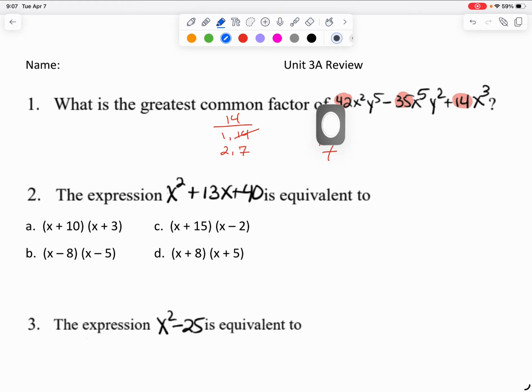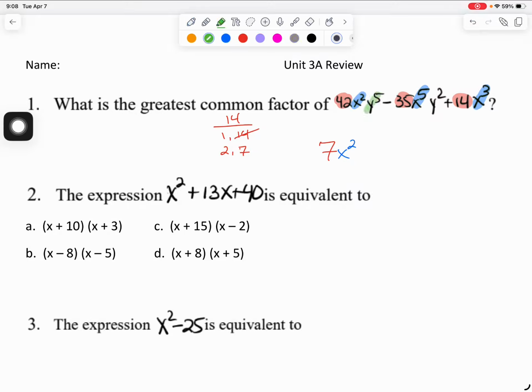Then we will go to the variables. We have an x squared. We have an x to the fifth, and do we have an x over here? We do. We have an x cubed. So they all share the variable x. What's the smallest of the exponents? It is a 2. Great job.